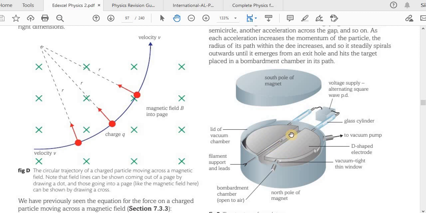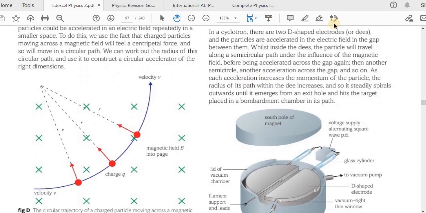Now, what happens is there is a magnetic field here, so it will come like this, and here it is accelerated. Due to the magnetic field, it will move in a circular path. But once it comes here, it will be accelerated because this is one electrode, this is another electrode. Then here it will be at a higher speed. Like that, the radius keeps on increasing. Eventually, it will come out. We will see. Okay. Bombardment chamber open to air.